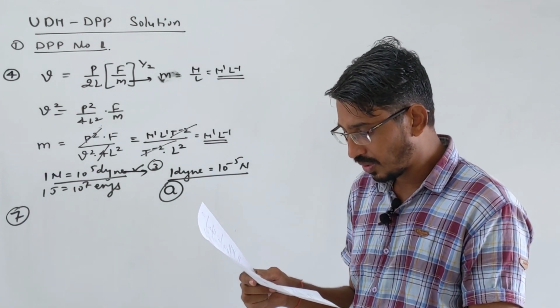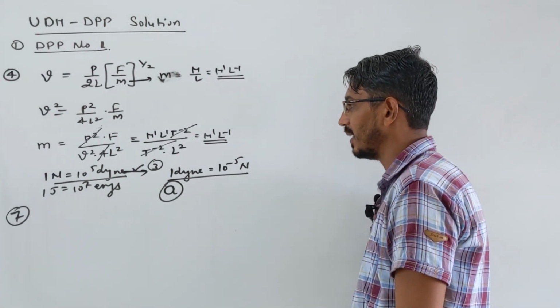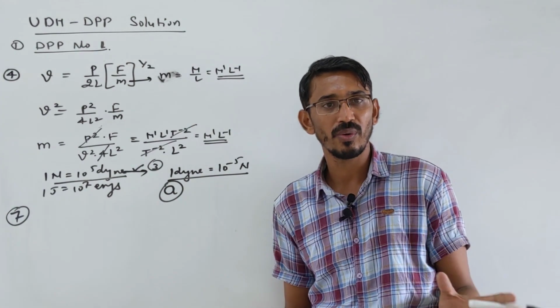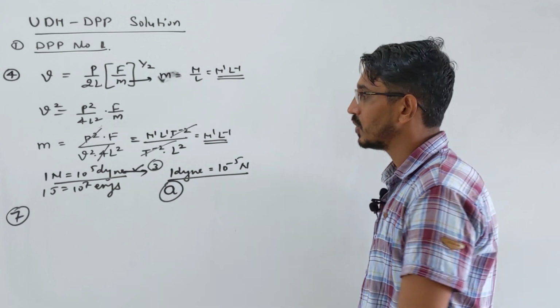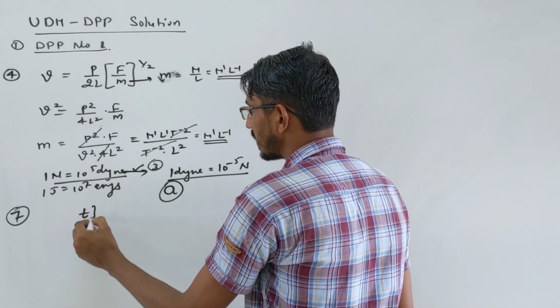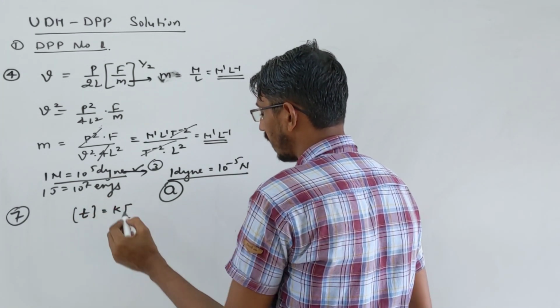What is dimension? Dimension of time they are asking. So I told you how to solve this problem. You have to solve this problem using dimensional analysis. So I am writing here time they are asking. This is time, which depends upon a few things that are given.